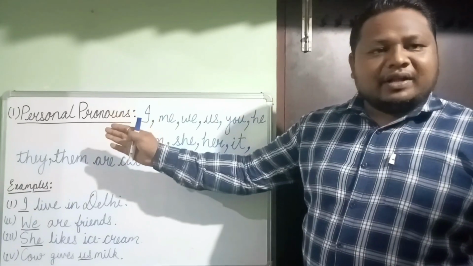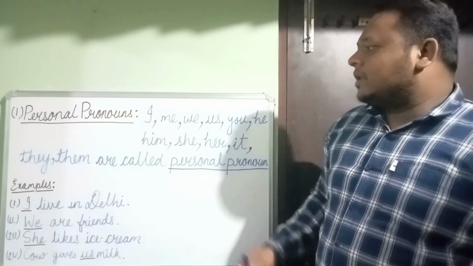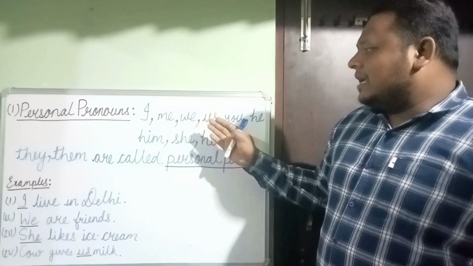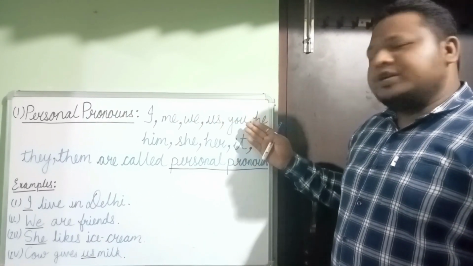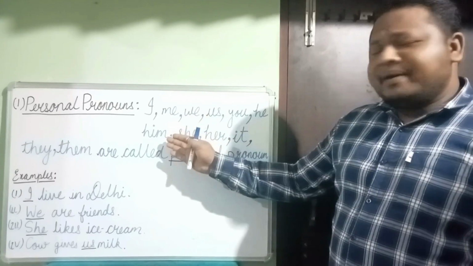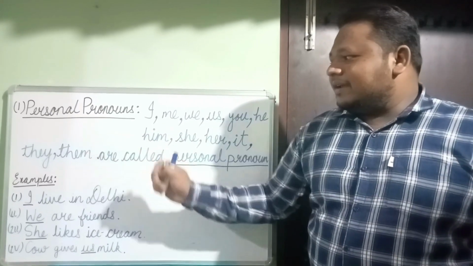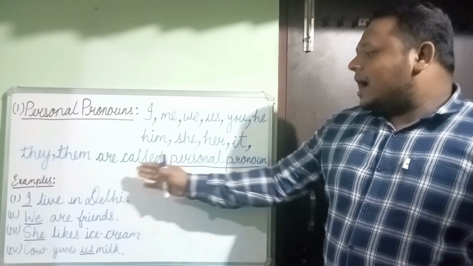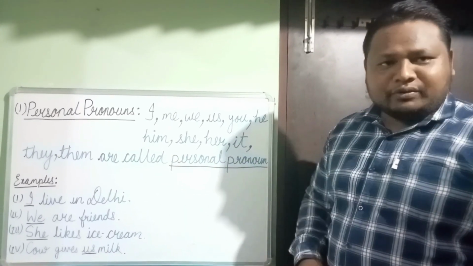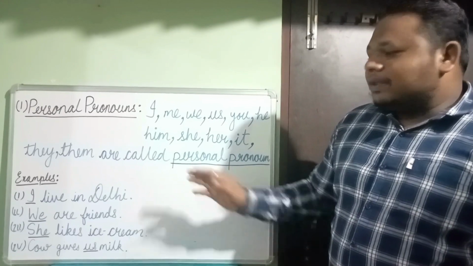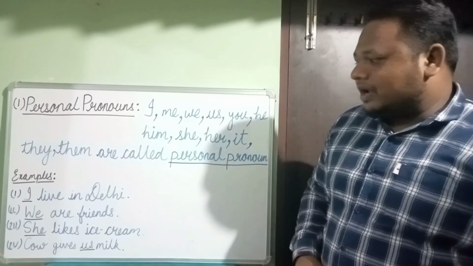Now, let us talk about the kinds of pronouns one by one. Number one, personal pronoun. I, me, we, us, you, he, him, she, her, it, they, them are called personal pronouns. Alright, now let us see some examples of personal pronoun.